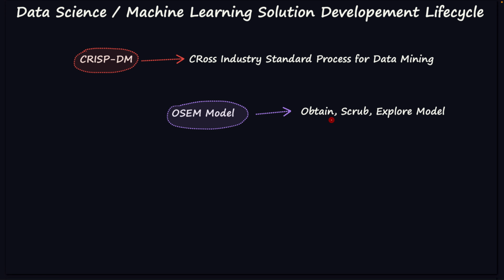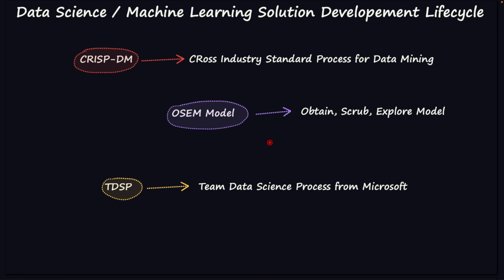It is called the Obtain, Scrub, Explore model. And the other one is called TDSP, which means Team Data Science Process, and this is from Microsoft. Like I said, all three of them, and there are many others out in the wild, follow more or less similar steps. We are going to focus on CRISP-DM now because this is one of the popular choices in the industry.